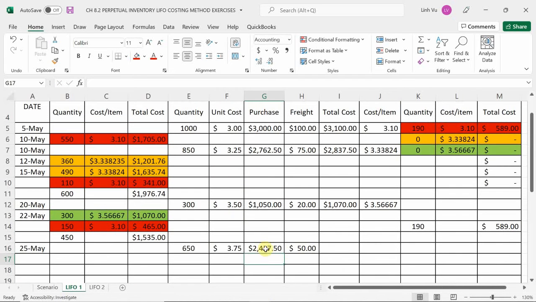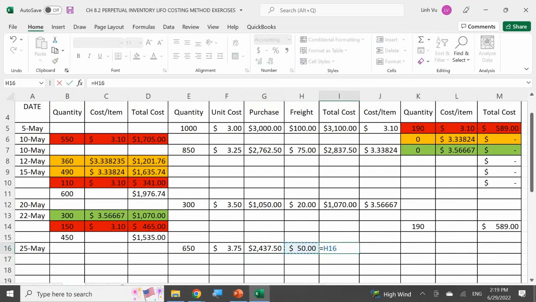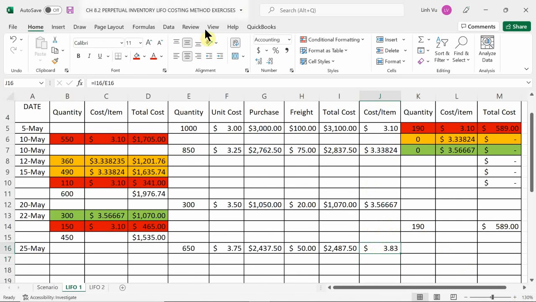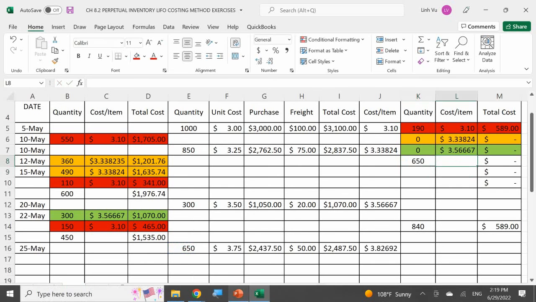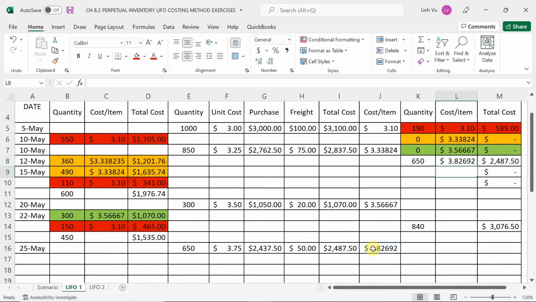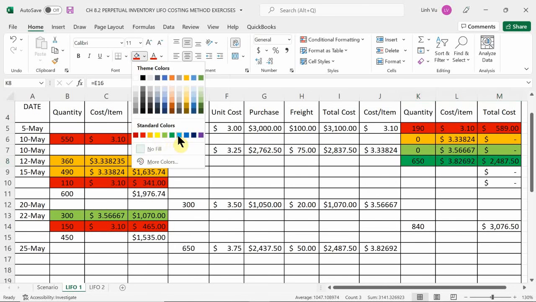Good. Plus 50 will give you 2487.50, which will give you your cost to be $3.82692. Okay. So once again, pop that into your inventory on hand like this. And I'm going to identify this one as my blue batch so then we can keep a good track record of it.